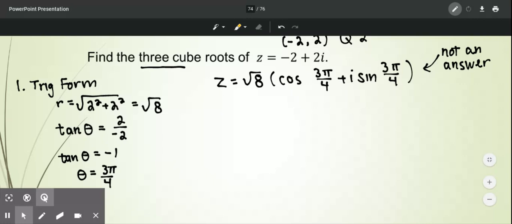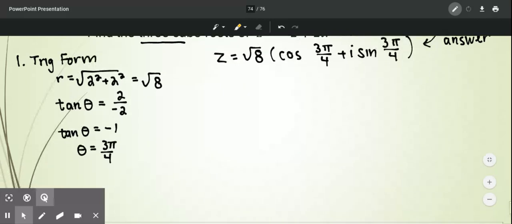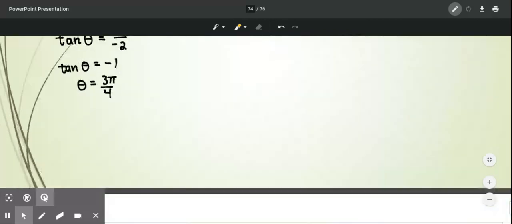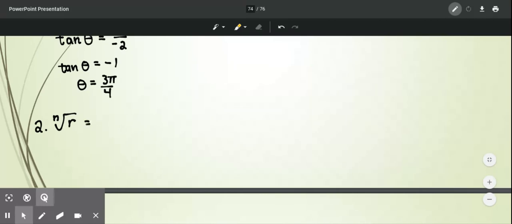So once you're in trig form, then you can go on to step 2, which is you need to find the nth root of r. Because if you look at your formula sheet, it tells you to do the nth root of r. We're finding the cube root, so we have to do the cube root of the square root of 8. So what's the cube root of a square root? The 6th root?